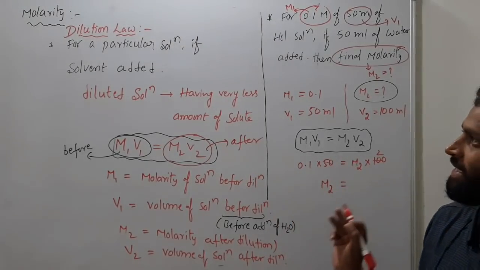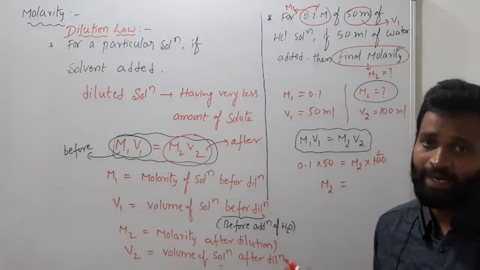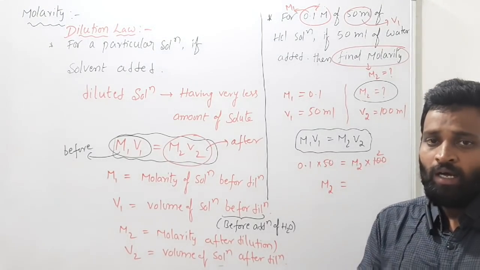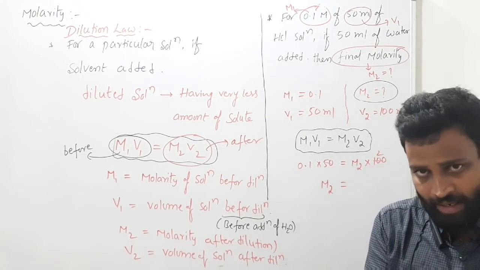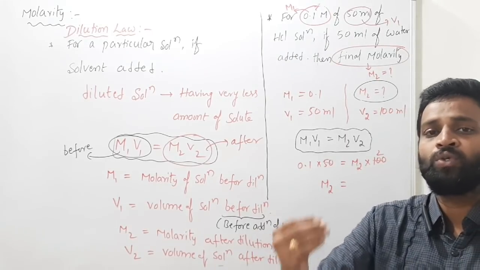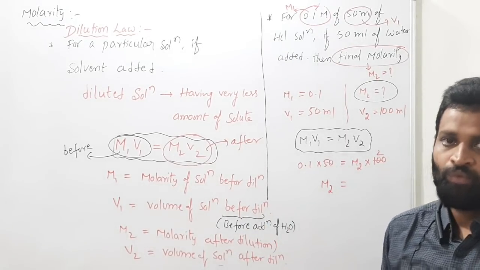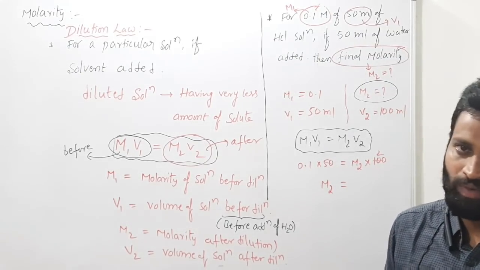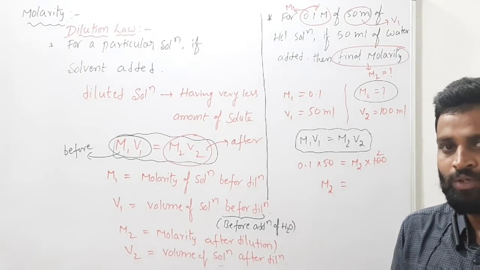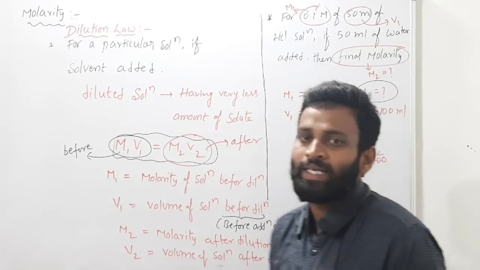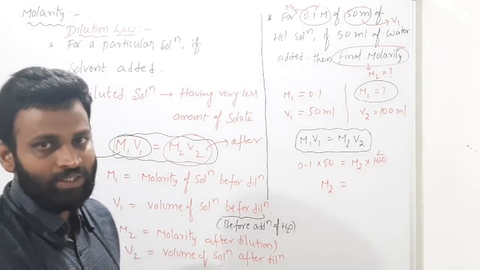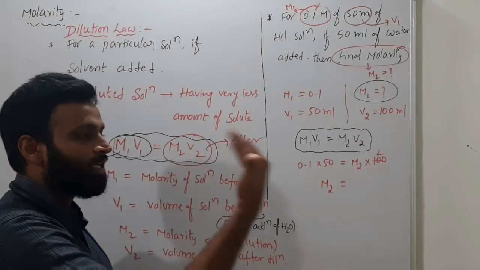So what is dilution law? I was given it right now. According to dilution law, if excess water is added, the concentration of the solution will decrease for a particular solute. The solution consists of solute and solvent. So during dilution, solute quantity is decreasing and solvent quantity is increasing. This is very clear. Some excess of water is added.